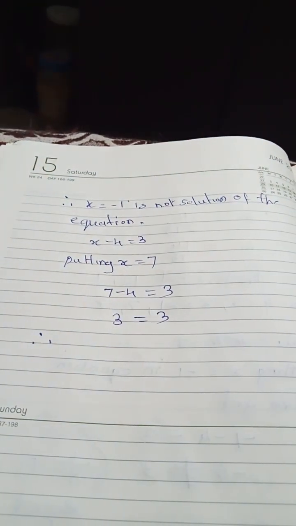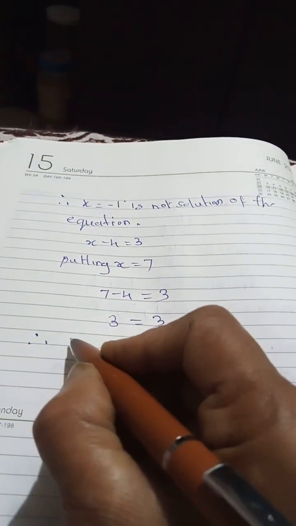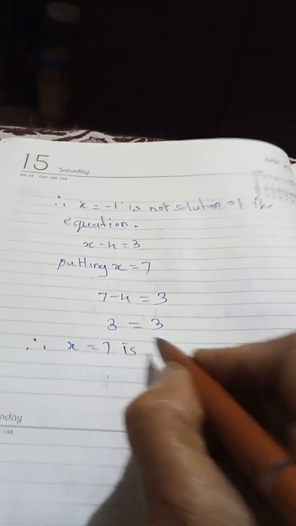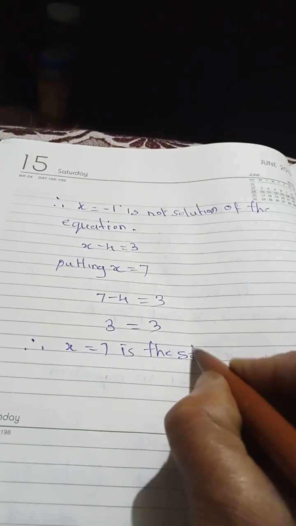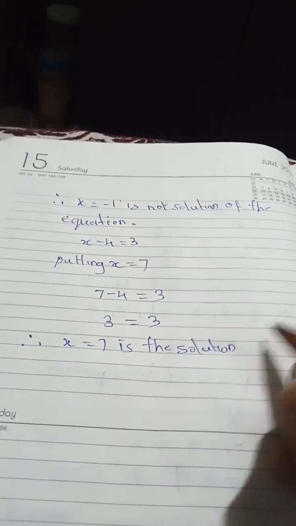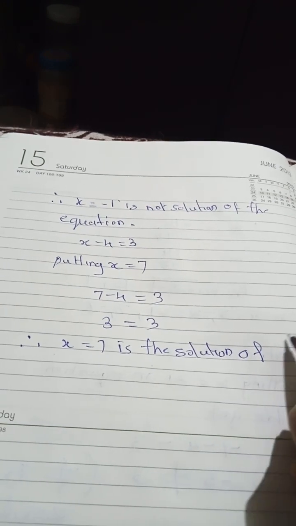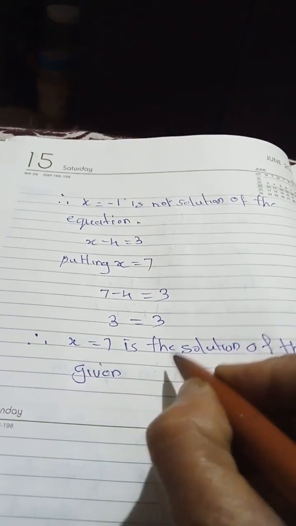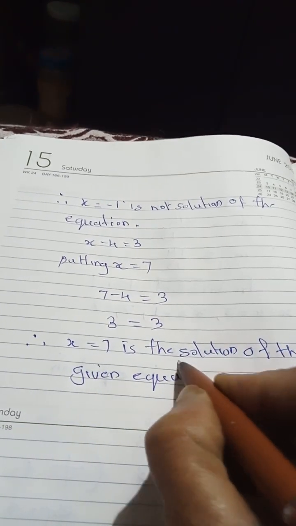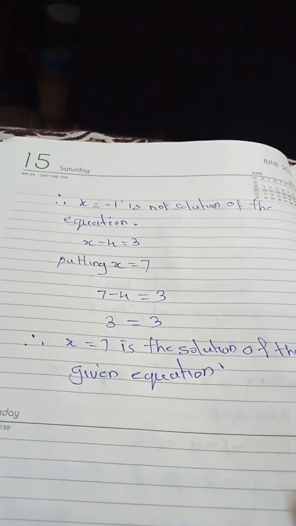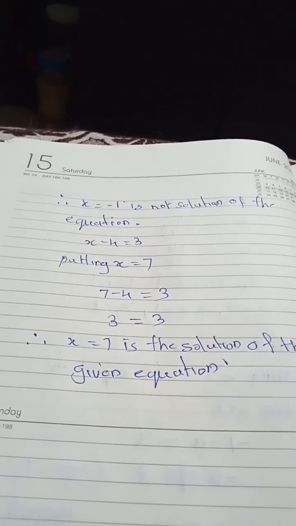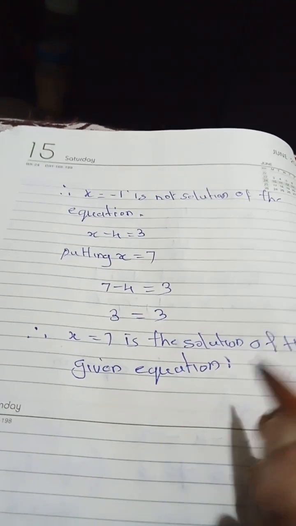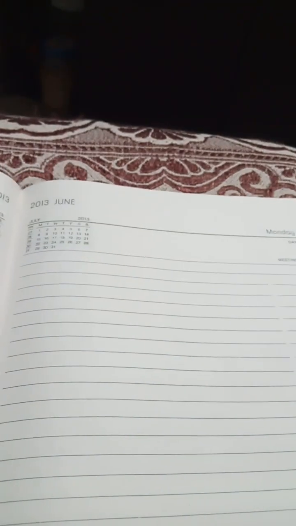Therefore, x is equal to 7 is the solution of the given equation. Yeah, of the given equation. Okay?